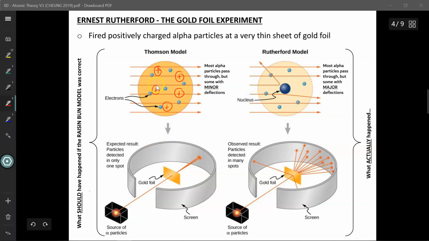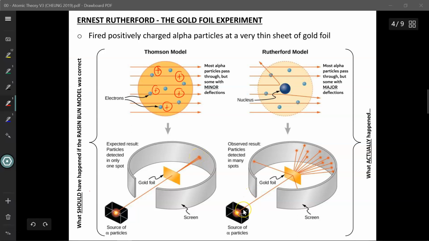In the Thomson model, the positive charges are evenly spread out throughout the atom. Because these positive charges are so spread out, their ability to repel the positive alpha particles that are coming at them is greatly reduced. As such, most of these alpha particles will go straight through the gold foil with very, very little deflection. And when they come in contact with this phosphorus-coated screen, there'll be a small flash to indicate where the alpha particle hit.